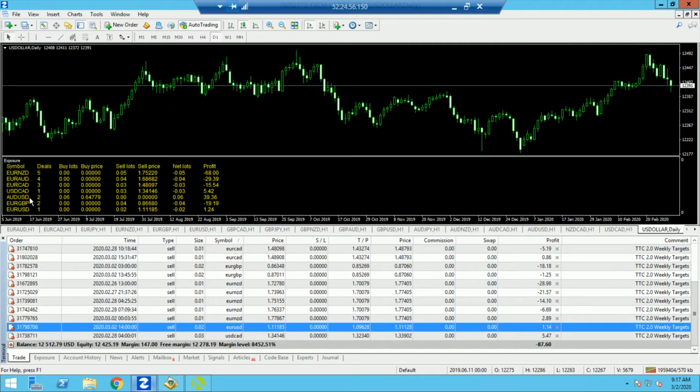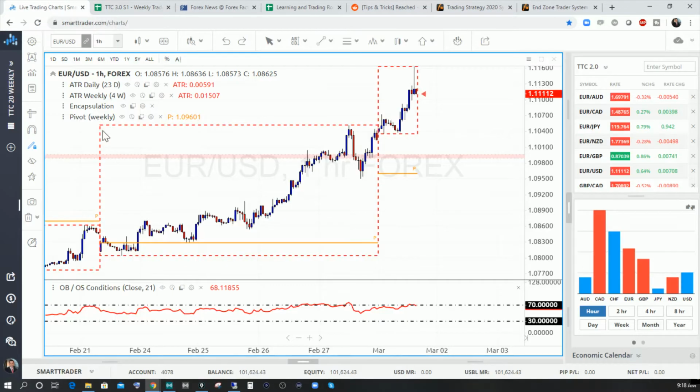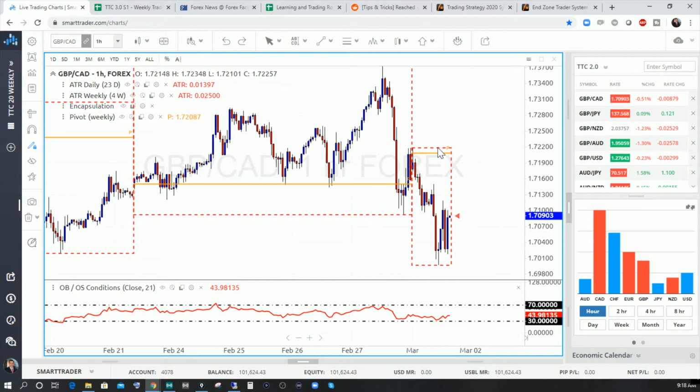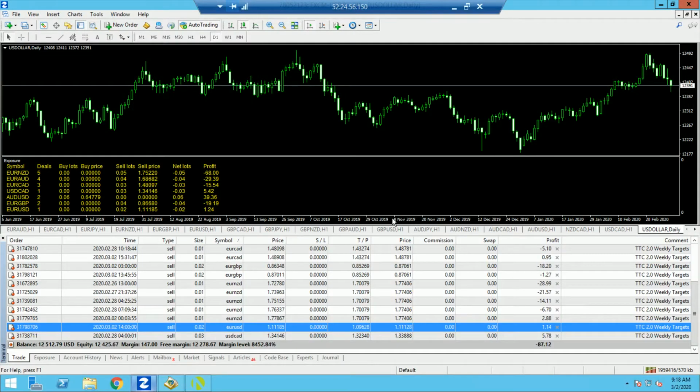Plenty of Euro right here that we've got money invested into. All right, let's go ahead and take a look at the pound crosses, starting with the pound Canadian. And pound Canadian is a hit target this week. I'm going to double check on that, see if price actually got to our level.